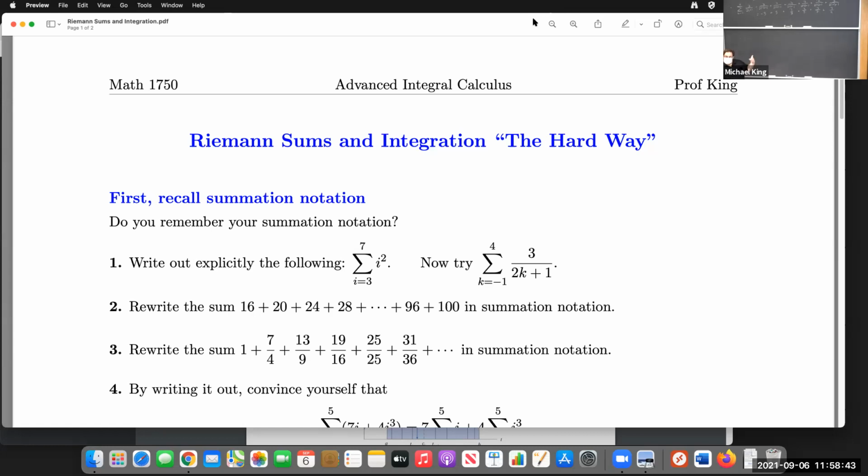Once you come up with a plausible answer, you can always check it by writing out what you wrote down, equals, right?